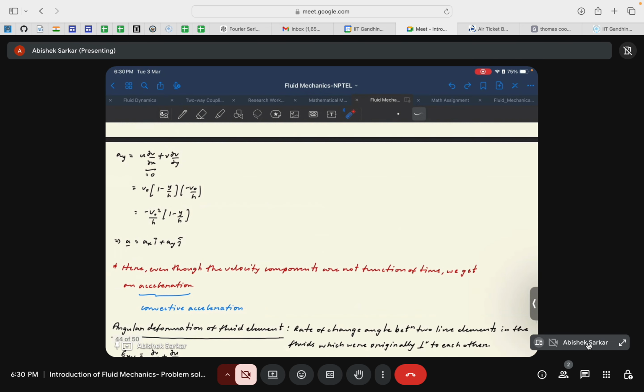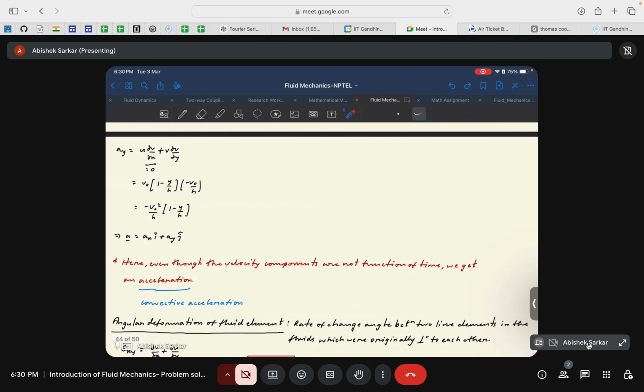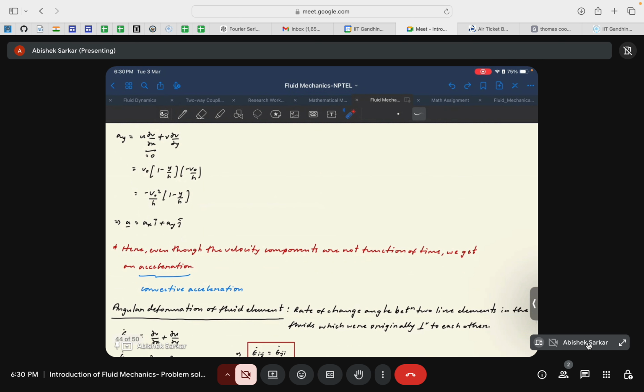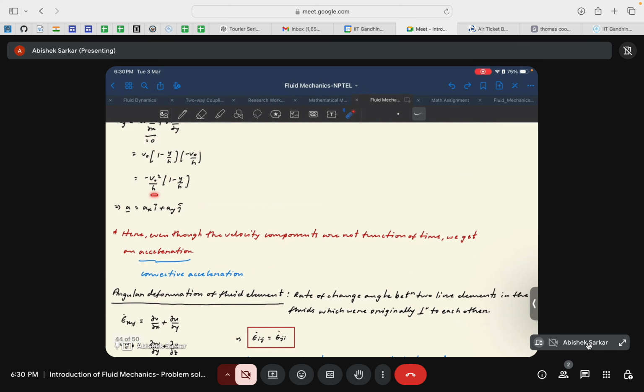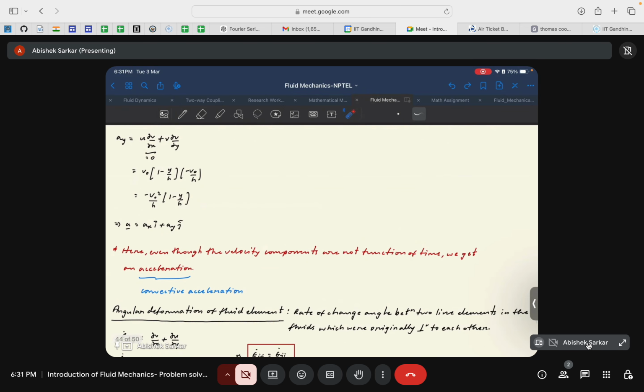So the only contribution will be the second term in the acceleration along the y direction. So we will have v as v naught times 1 minus y by h, and dou v by dou y will be equal to minus v naught by h. If you simplify it, you will get ay is equal to minus v naught square times 1 minus y by h. Then a can be simply written as ax i plus ay j, where ax is this one and ay is this.